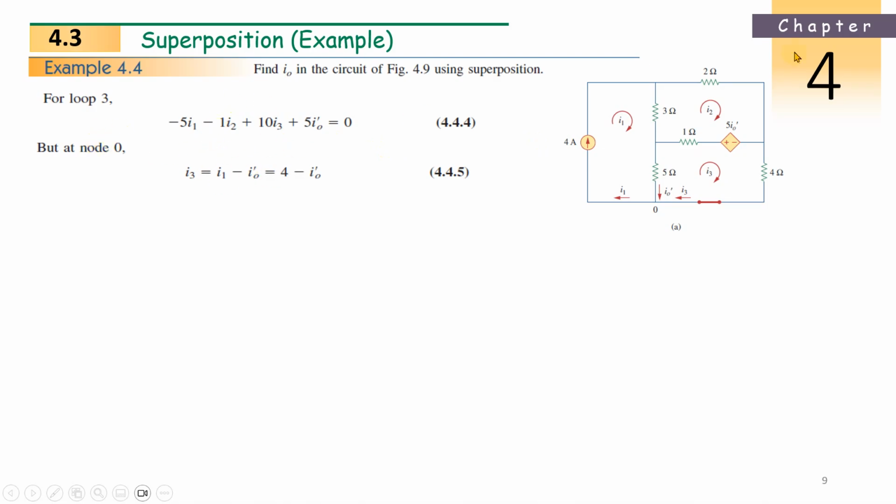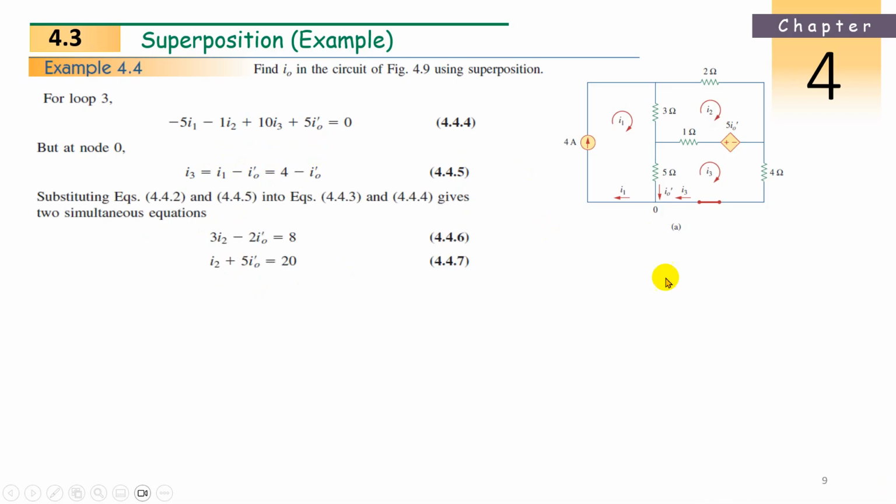Now another thing, at node 0. At node 0, what are the currents I can take? I1, I3 and I0 dash. What are the entries? I0 dash is an entry, I3 is an entry. So I0 dash plus I3 equal to I1, or I3 equal to I1 minus I0 dash. So I3 is nothing but 4 minus I0 dash. Substitute and rearrange this one.